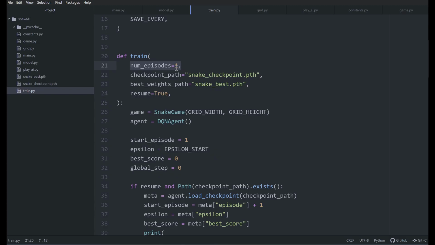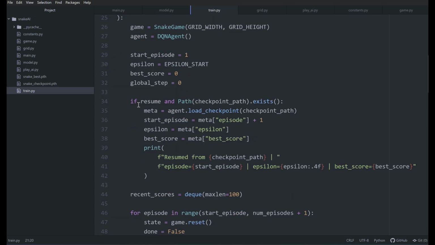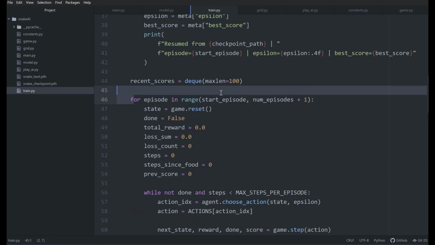So now what we're going to do is train the model and track how it improves over time by increasing the number of episodes, which basically means the amount of games of Snake the AI plays.